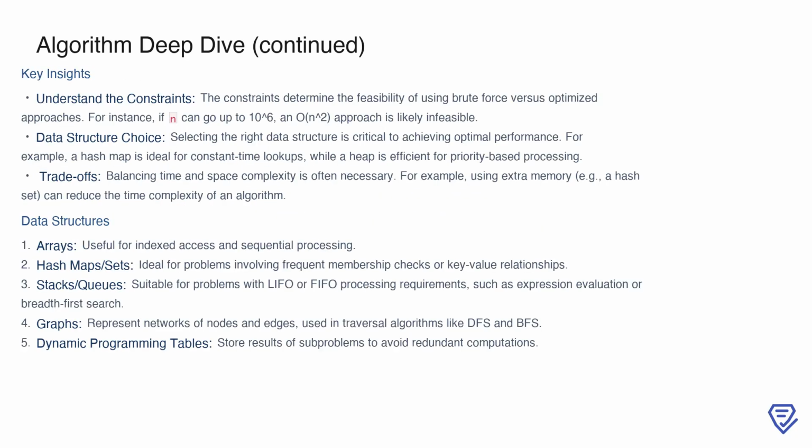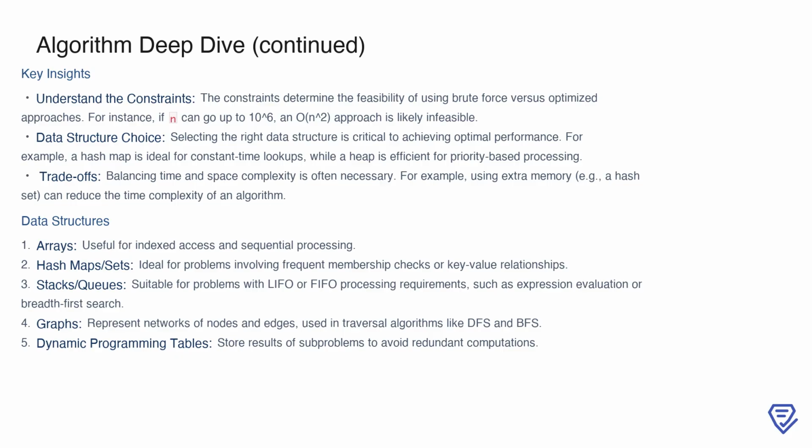Key insights can further strengthen your algorithm design. First, understand the constraints provided in the problem. These constraints often dictate whether a simple brute force solution is feasible or if an optimized approach is necessary. For example, if the input size can reach up to 10 to the power of 6, a quadratic time solution would likely be impractical.